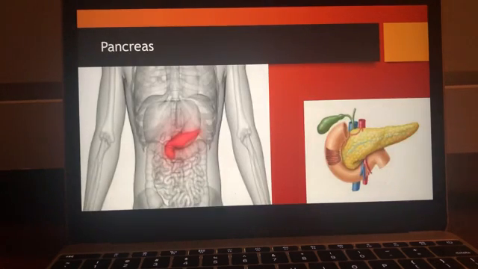The pancreas is an endocrine gland secreting insulin and glucagon to regulate blood glucose. It's also an exocrine gland of the digestive system. It secretes digestive fluid called pancreatic juice. Pancreatic juice contains enzymes that digest carbohydrates, fats, protein, and nucleic acid. The pancreas has a large head that fits into the curvature of the duodenum. The tail of the pancreas lies against the spleen.